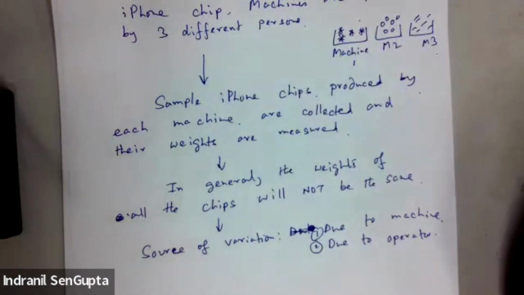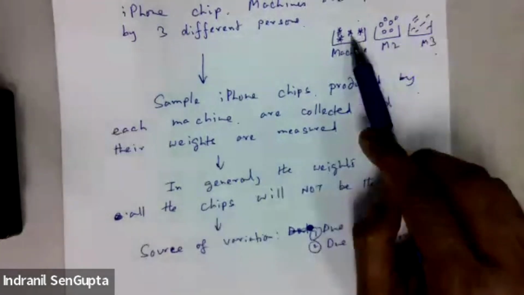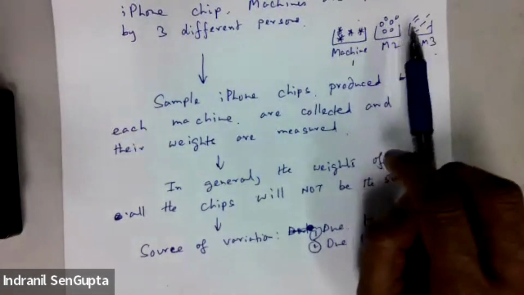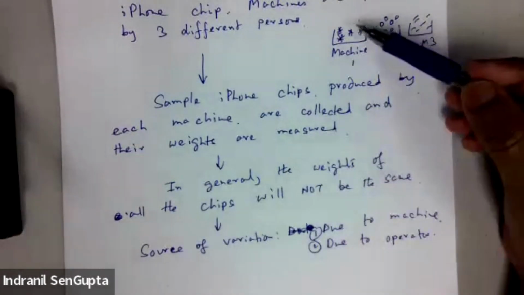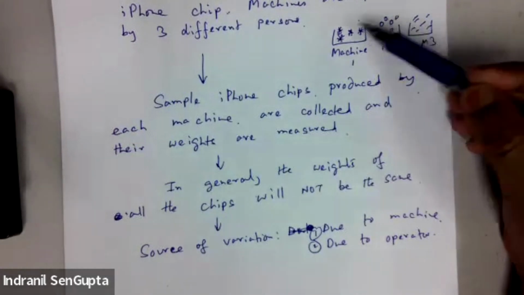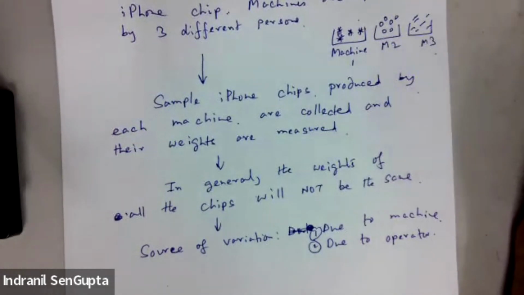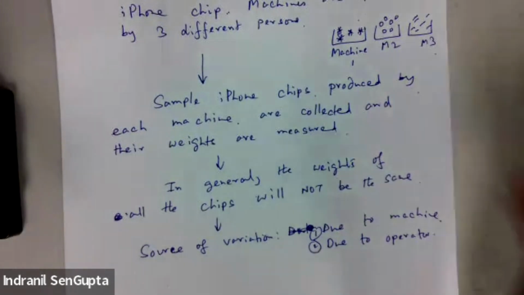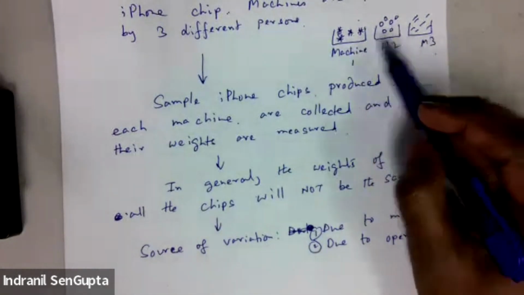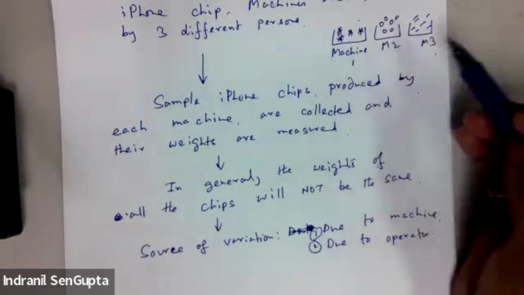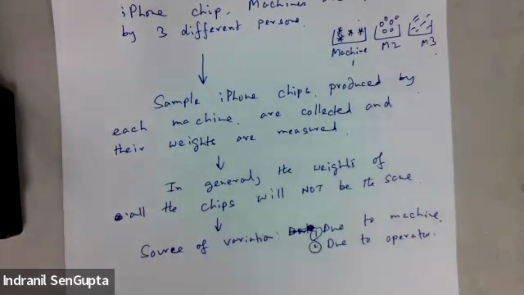Versus, if we have two different machines, and we pick up two chips from here and here, there are two sources of variation. First of all, they're produced from different machines, and also they are produced by different operators. So there are two sources of variation, right? Okay.